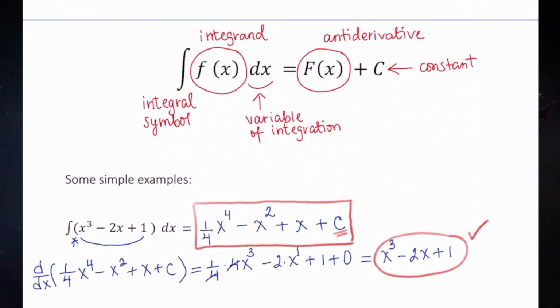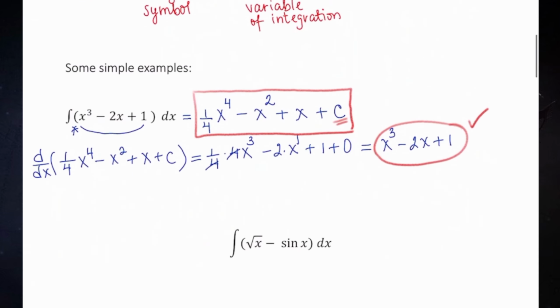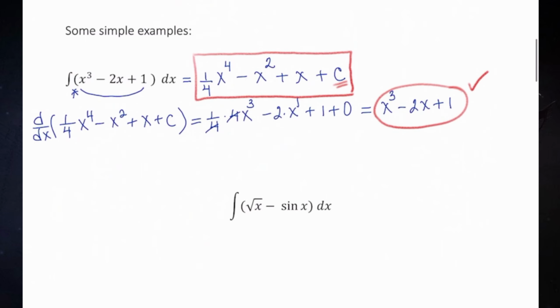All right, let's take a look at the next example. Here I have the integral of the following expression, square root of x minus sine of x dx. I'm going to go ahead and rewrite this term as x raised to 1/2. So what is my answer here? Let's deal with one term at a time. So x raised to 1/2.